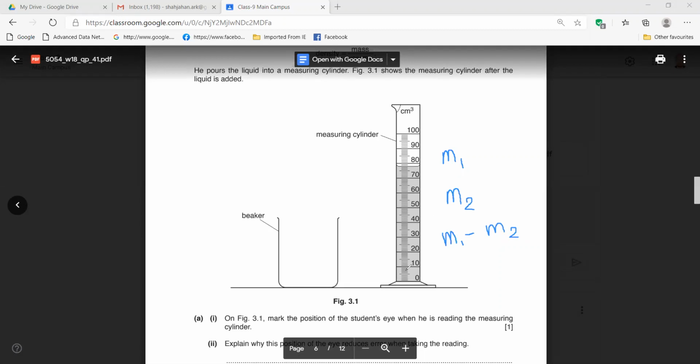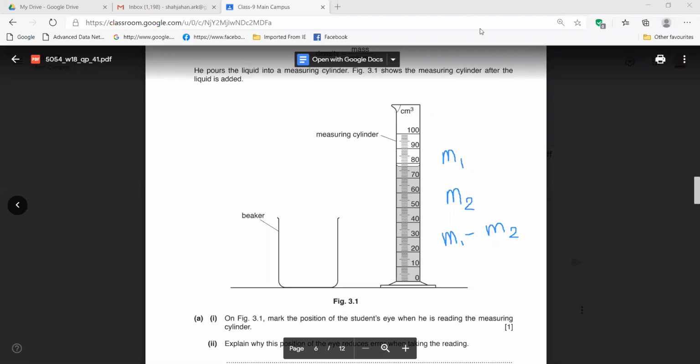Is it clear now? Yes, sir. So these three steps you will write over there. First, you will measure the mass of the measuring cylinder with liquid. This is M1. Then without liquid, you will measure by pouring this water into the beaker. That is M2. Then finally you write that we subtract M2 from M1 to get the mass of the liquid. So, clear how to write? Yes, sir.